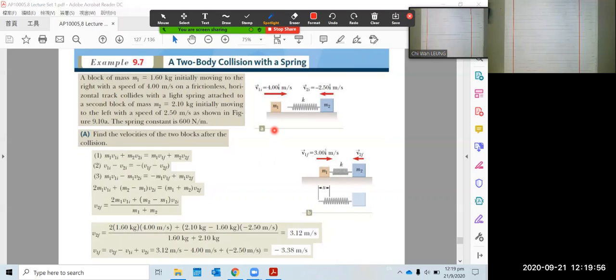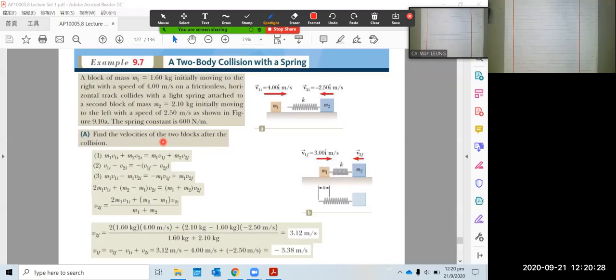And then in the second problem, you have two blocks coming towards one another, and the second block has a spring in front of it. So this would become an elastic collision. You could store the energy in the form of the elastic potential energy of the spring, and later it could be released. So parameters are given to you. You are asked to find the velocity of the blocks after the collision.